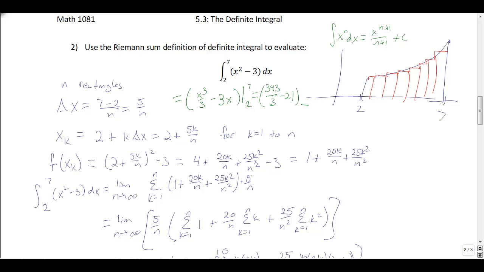And then you subtract, plugging in 2. So you plug in 7, evaluate this, minus what you get when you plug in 2. So that's minus 8 thirds minus 6. 343 over 3 minus 8 over 3 gives you 335 over 3. Minus 21 minus a negative 6 is minus 15. So that's 335 over 3 minus 45 over 3. That works out to be 290 over 3, which gives us the same answer.